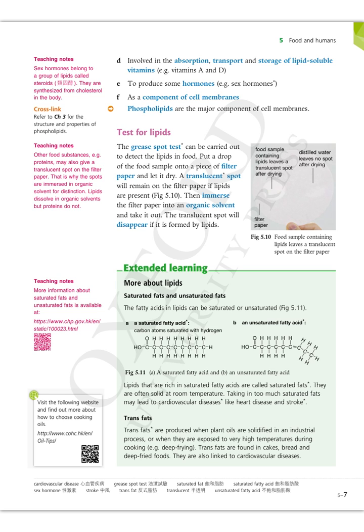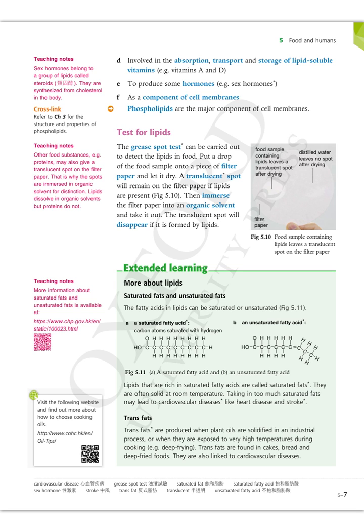But other stains like protein stains can also form a translucent spot on the filter paper. So in order to confirm that it is really lipid, we should immerse the filter paper into an organic solvent and take it out. The translucent spot will disappear if it is formed by lipids.